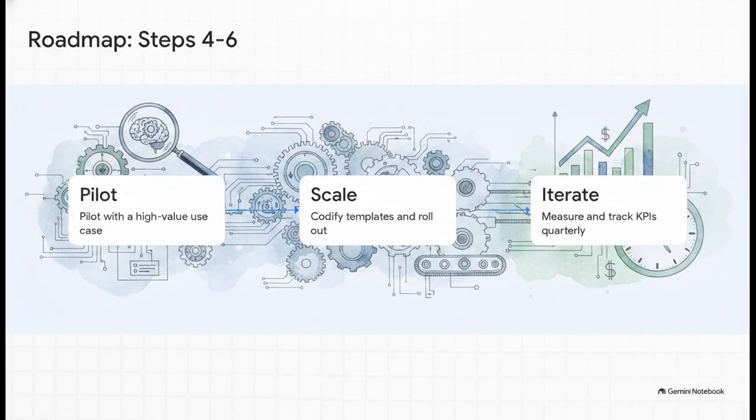stacks. Moving into the second half of the roadmap, Step 4 is a real game changer. Do not skip this. Pilot with a high-value use case. You must validate your tooling choices end-to-end with a single model before you even think about trying to scale it enterprise-wide. Once that's proven, Step 5 is to codify that pilot into standard templates and roll them out. And finally, Step 6, measure and iterate. Track those essential KPIs we just talked about every quarter to justify your continued investment.